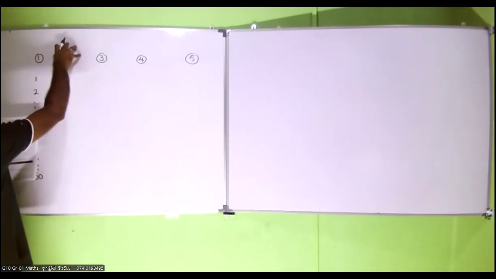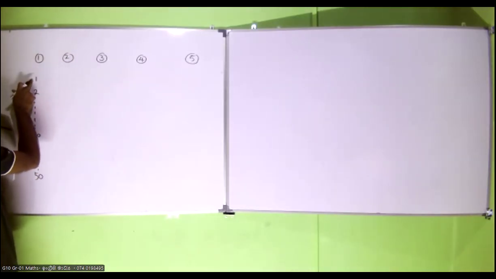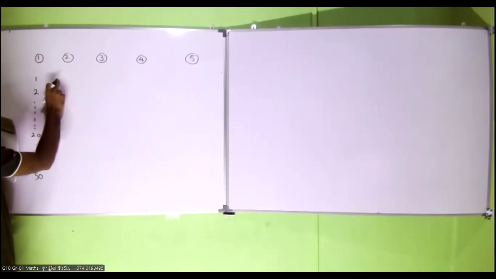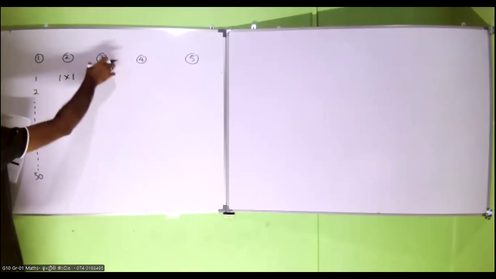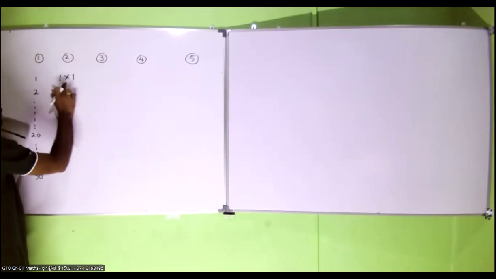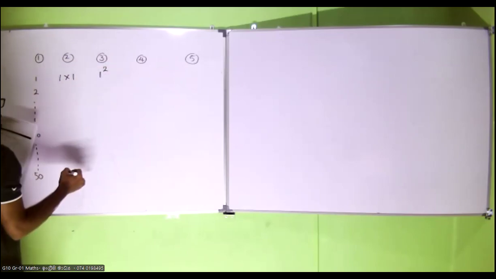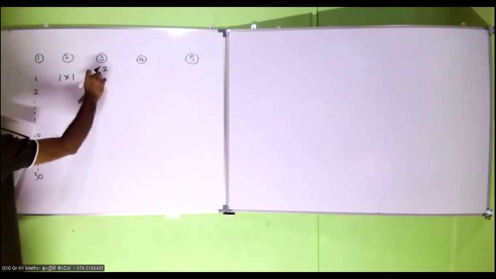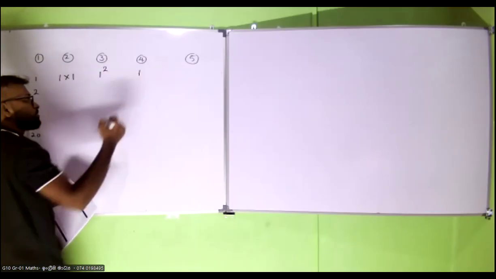In the second column, they are asking how the square of the number is obtained. So for 1, you need to obtain the square of this number. You can write 1 times 1. And in the third column of the table, how the square of the number is denoted. You know how to denote this. 1 times 1 means 1 to the power 2. And the value of this 1 to the power 2 is 1.